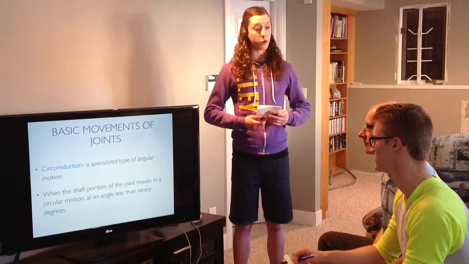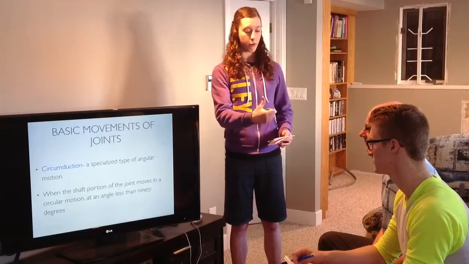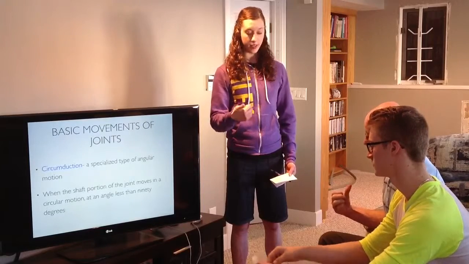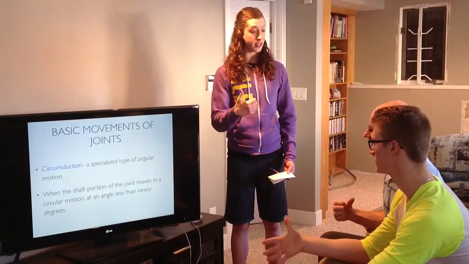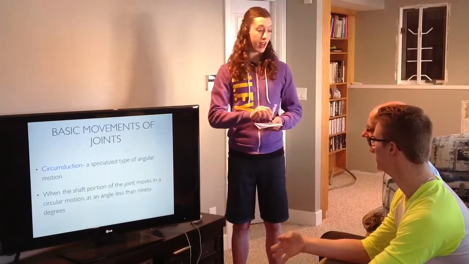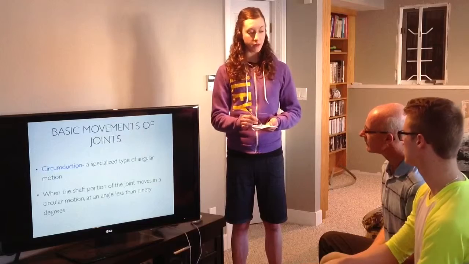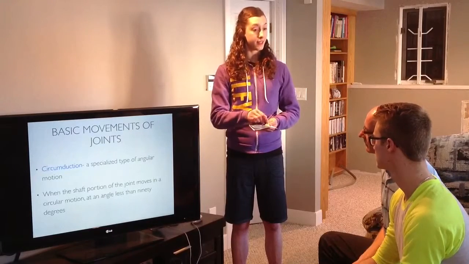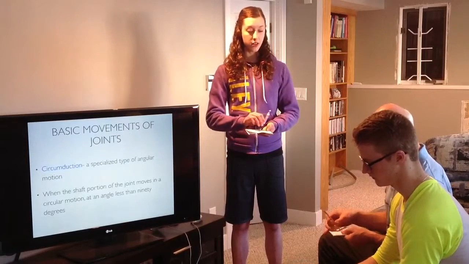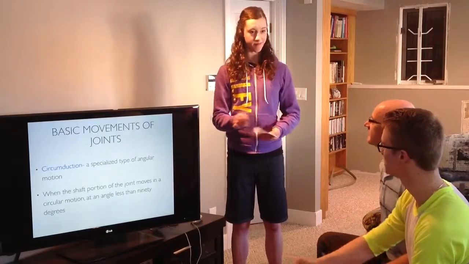A special type of angular motion called circumduction occurs in our thumb joint. We can see this by rotating our thumb. If we notice, it can rotate in 360 degrees, but it cannot pass an angle of 90 degrees. So, whereas angular motion was able to go in every direction 90 degrees, circumduction occurs when we move the joint in a complete circle at an angle that is less than 90 degrees. So, using your pencil, tip on the page, rotating in a complete circle without surpassing 90 degrees. Wonderful. Awesome.